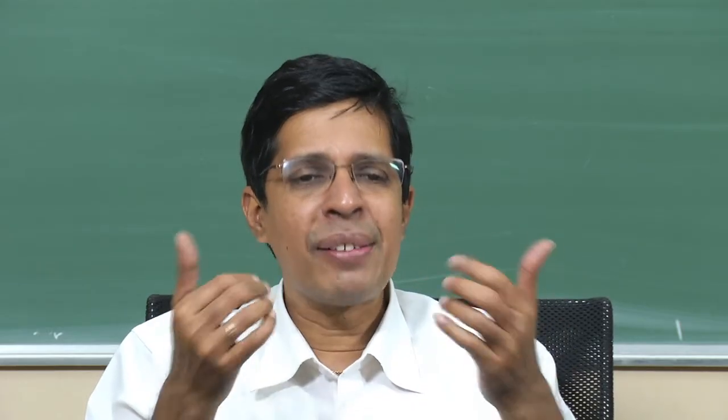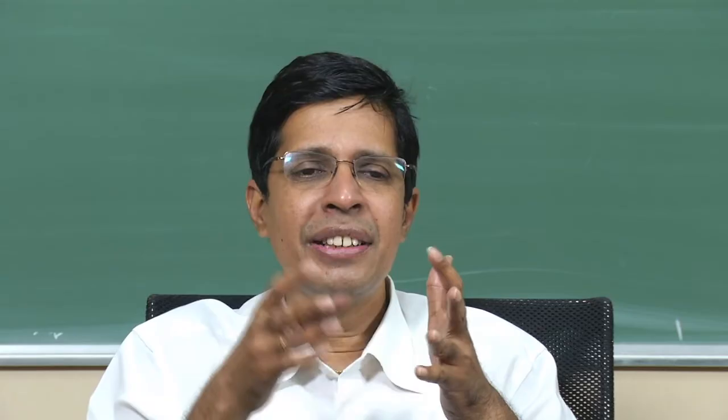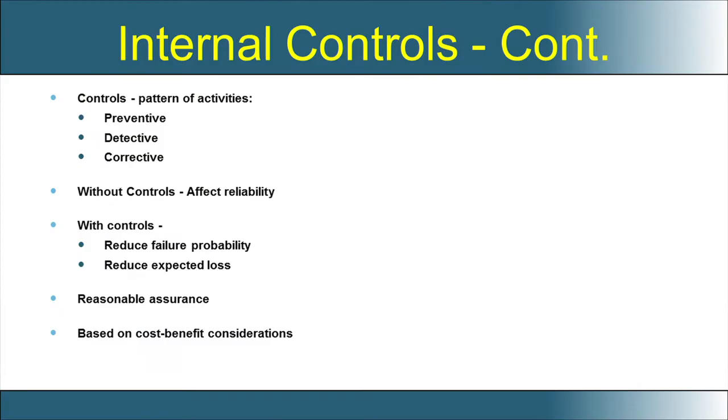It prevents malware from entering the system. If there is a file with a malware, it goes and detects and removes that malware from that file, and that removal is actually a corrective action. So an antivirus prevents malware, detects the presence of malware and removes it as a corrective control. If I don't have this antivirus, then my reliability is certainly affected, but with this control I can reduce the failure probability, I can reduce my expected loss.